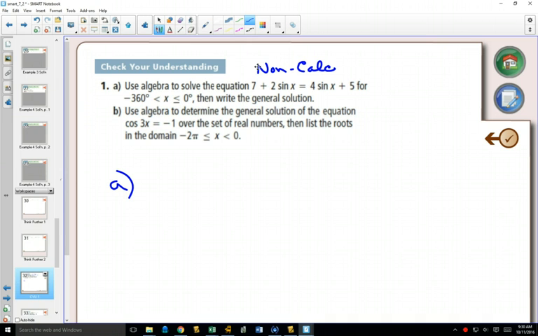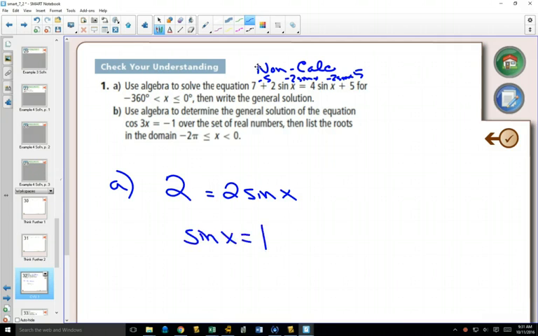So if we're solving for this one, first of all, you've got sine x on both sides, you've got numbers on both sides. We can put some like terms together. Subtract 5 on both sides. That'll give me 2. If I subtract 2 sine x on both sides, I'll get 2 equals 2 sine x. Divide both sides by 2, and you get sine x equal to 1.